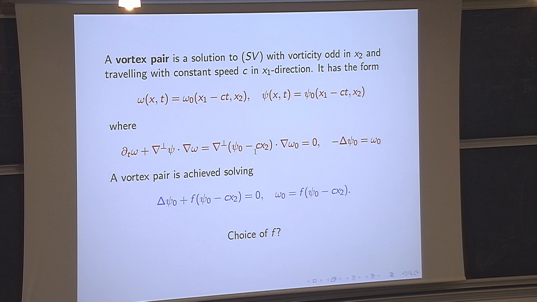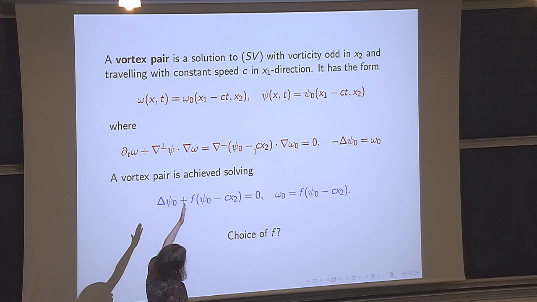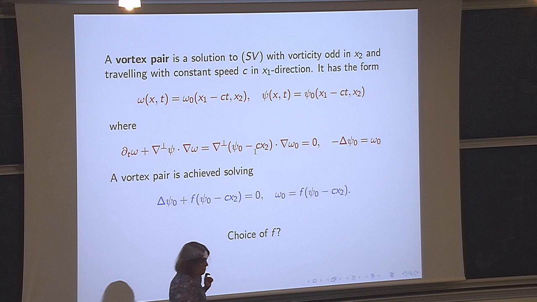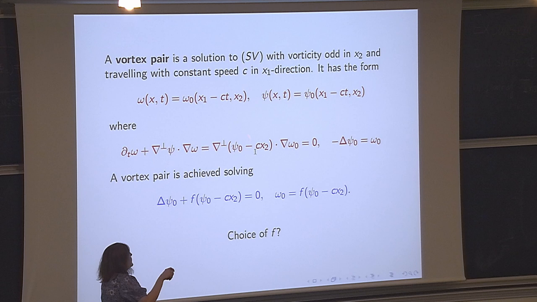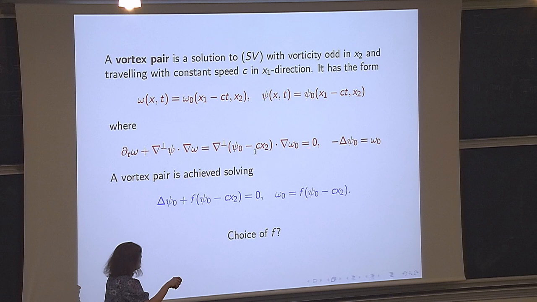a vortex pair as a solution of the Euler equation is a traveling wave solution. So this means that it has the form omega of a fixed profile omega zero at (x1 minus ct, x2), c the speed. So if you take that ansatz and you put it inside the equation, you get that this is like solving, so it reduces to gradient perp of (psi 0 minus c x2) dot gradient of omega 0, where minus Laplacian of psi 0 is equal to omega 0.